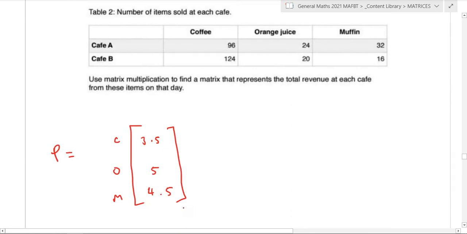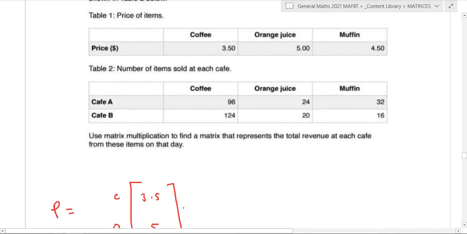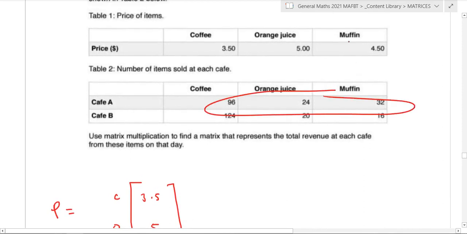So that's the first thing you need to do. First, turn it into some sort of matrix. Now this, I'll make into a column matrix, because what I want to do is multiply this with these numbers here.